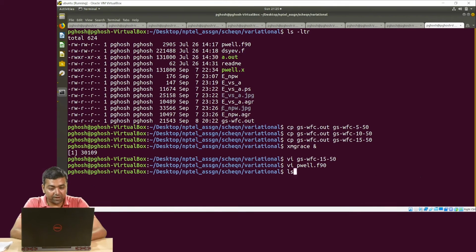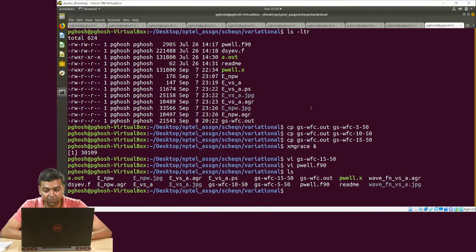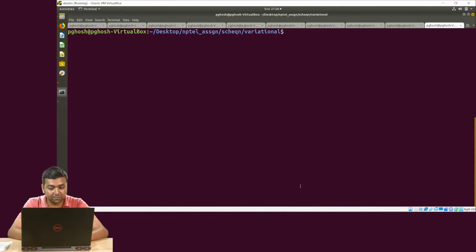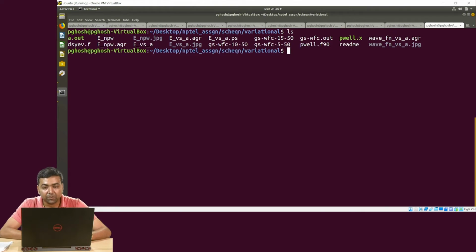So, now we need to use two programs. One is this, let me just clear this. So, if I do ls, my relevant files are this one, which is my main program, and then this one, which is the Fortran subroutine, part of the LAPACK subroutines, which does the diagonalization.